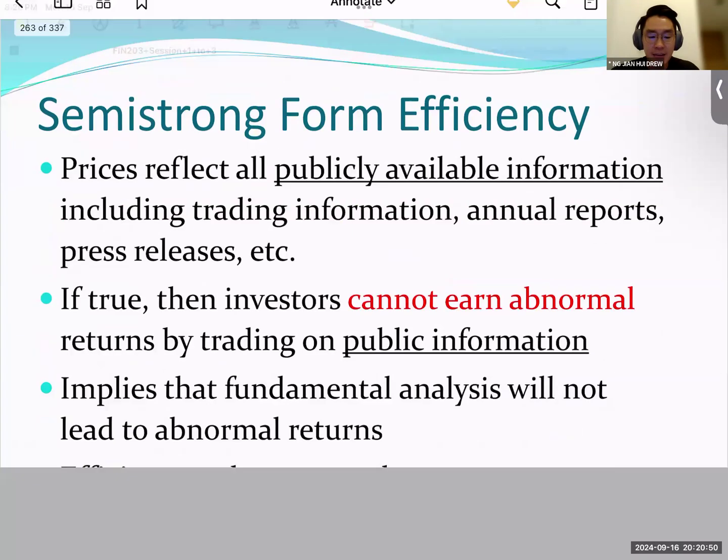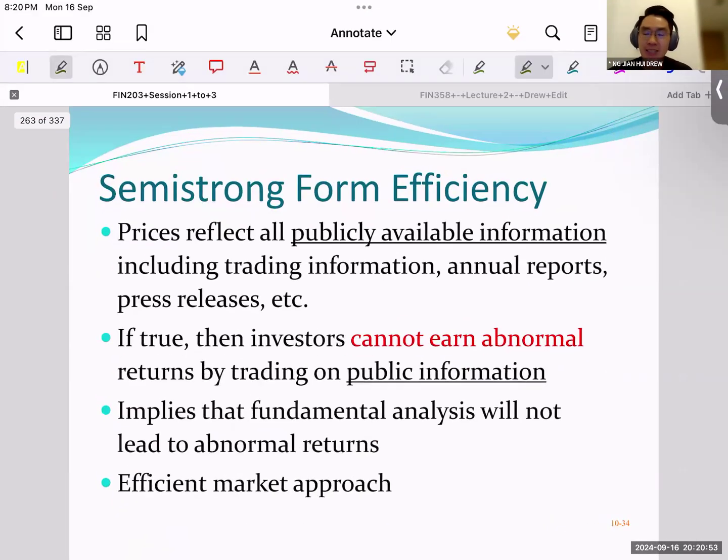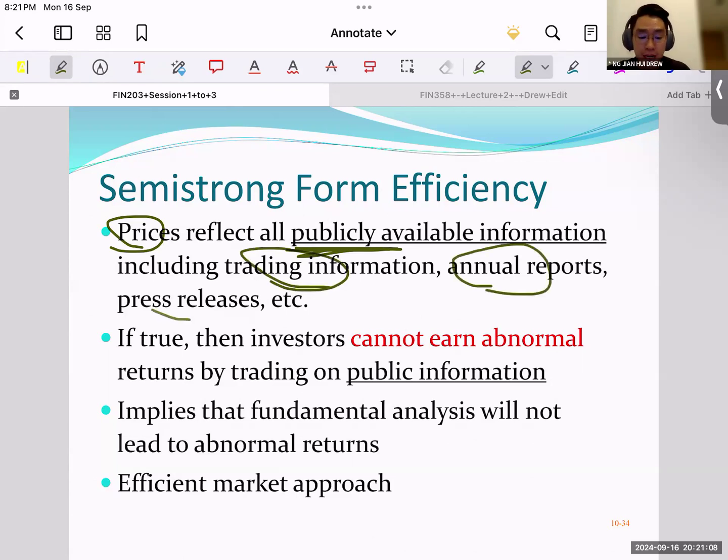Okay. Now, what is semi-strong form? Semi-strong form means that it's weaker, right? It means that the price only reflects publicly available information. So what does this mean? It means that things like trading information, annual reports, press releases, are all public. Now, if you have private information, the price of the stock will not include that, right? So if this is true, it means that investors cannot earn abnormal returns based on public information. It also means that an investor can earn abnormal returns if you have some private information between you and the company or whatever, right? That is private.